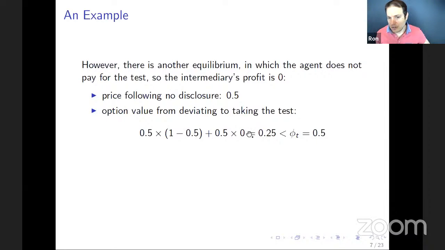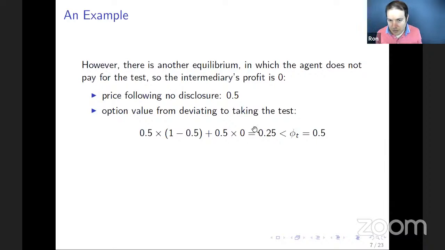If it turns out the score is 0, then he's just going to keep quiet and he's not going to get anything relative to the half, right? So his option value from secretly taking the test when he's not supposed to is worth 1/4. But if the testing fee is 1/2, then that option value is not worthwhile. So this shows that if the testing fee is 1/2 and the test is fully revealing, there is an equilibrium in which the intermediary makes no profit.